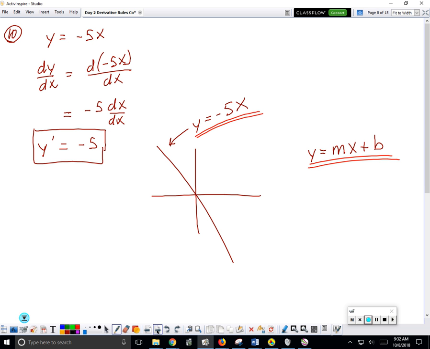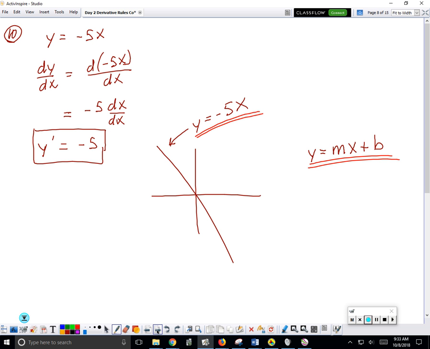So here's negative 5x. Derivative of a function means tell me the tangent slope of that function at any point. But because this is linear, the slope is the same at every single point. Therefore, the value of the derivative is just negative 5. And you don't need to write the steps. You can just look at that and say, I know the derivative is negative 5. Question?